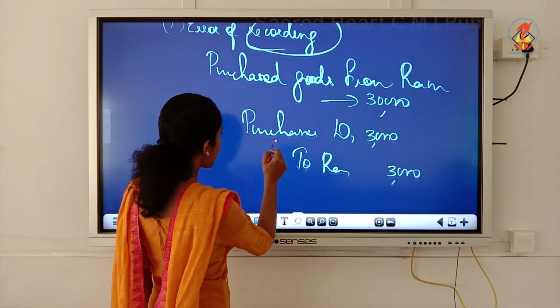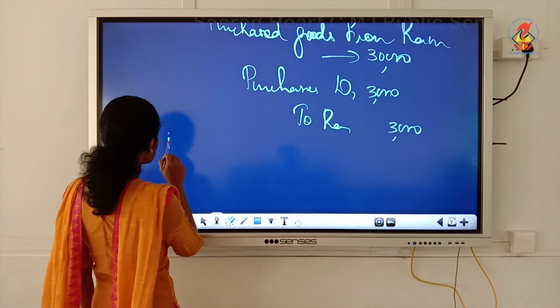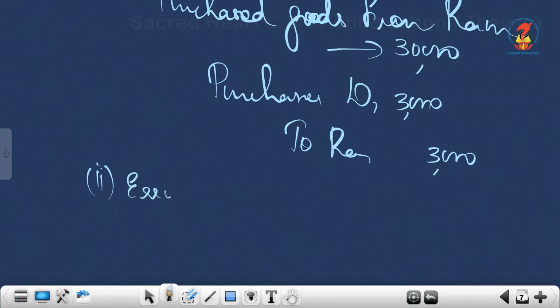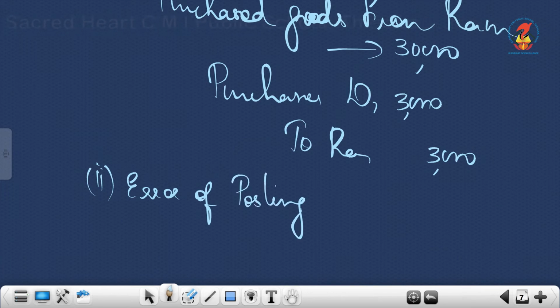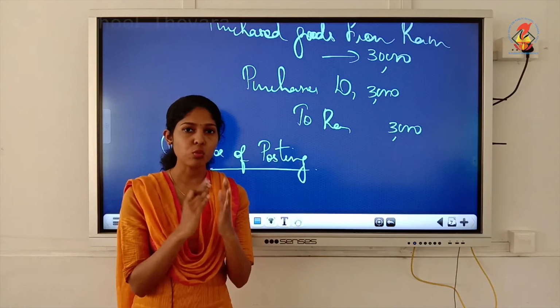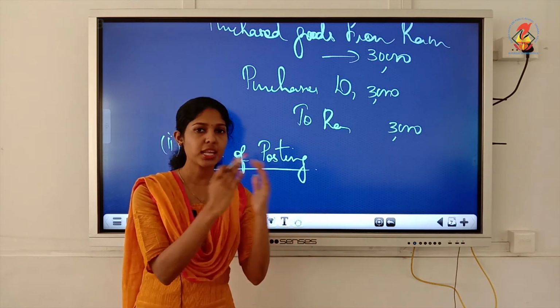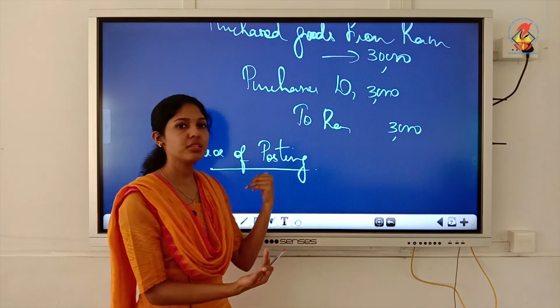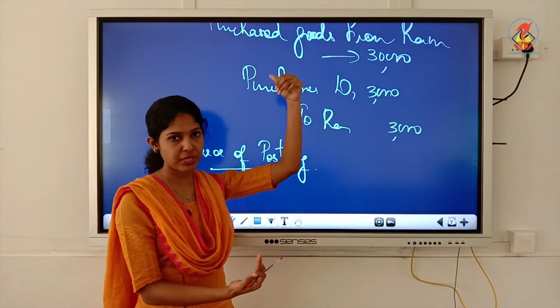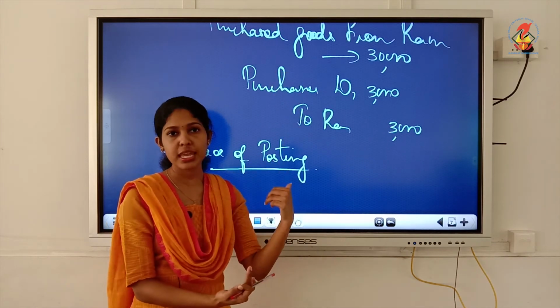Then second error under error of commission is error of posting. Posting, the word meaning you know, it is transferring entries from journal to ledger. So this happens in ledger. That mistake happened in journal. This happens in ledger.